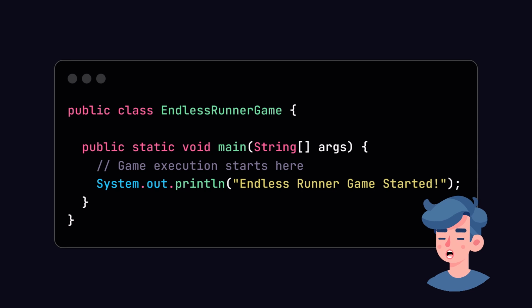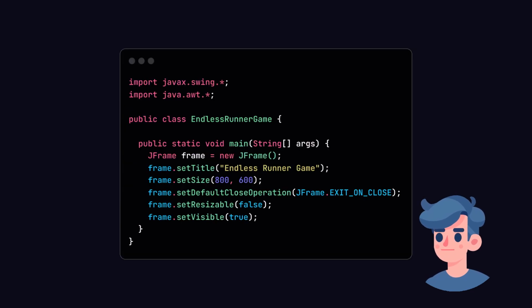Now, let's add a basic structure to our game. Create a new class named EndlessRunnerGame. This will serve as our main game class. Next, we need to set up a JFrame for our game window. JFrame is a part of Java's Swing framework that will help us create a graphical user interface for our game.